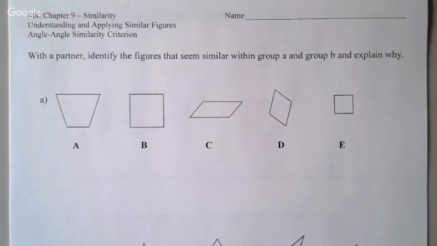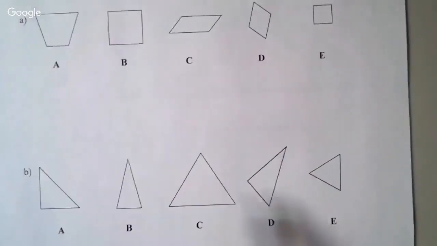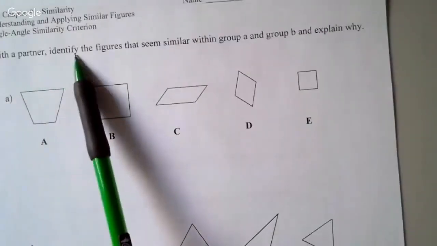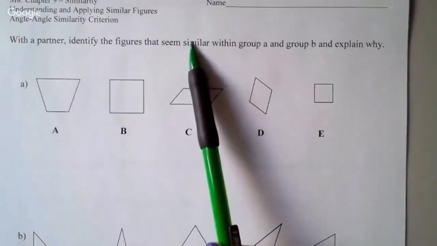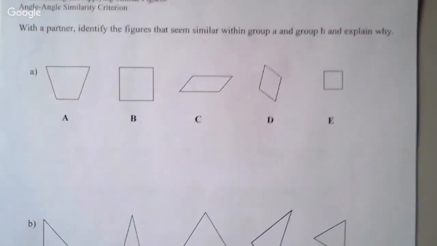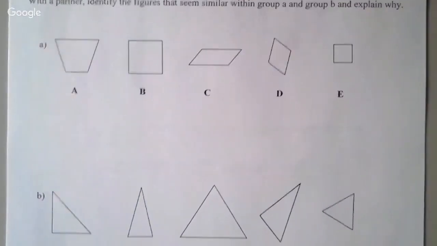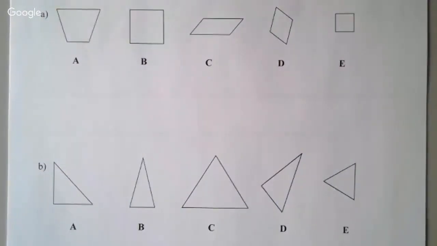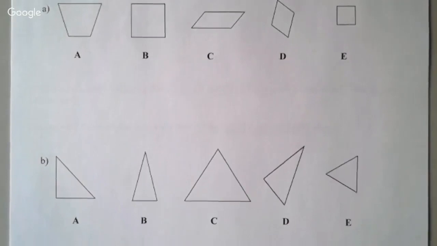Now we're going to move on to understanding and applying similar figures, the angle-angle similarity criterion. To start this, I want you to look at row A and row B, and identify the figures that seem similar within group A and similar within group B, and then explain why. When you're done with that, you can resume the video to watch your answers. So go ahead and do row A and B, and then we'll summarize together.